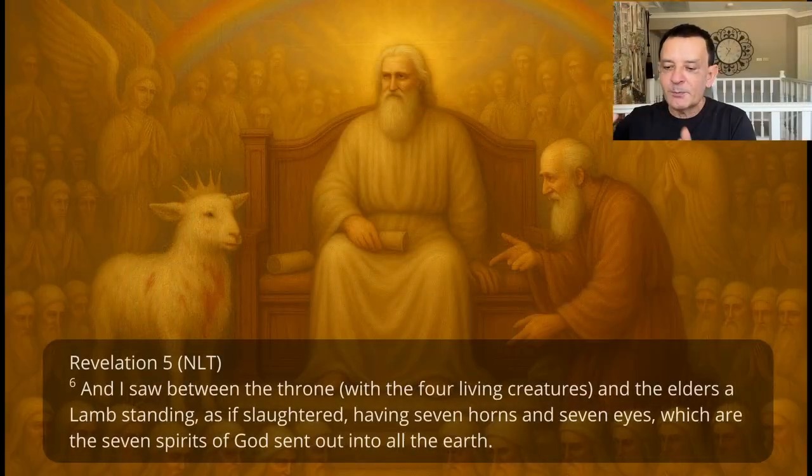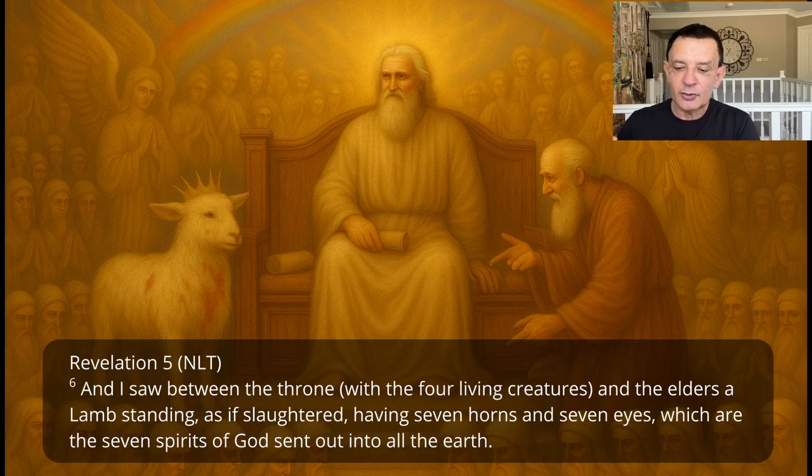So we know a chronological pillar. What time in history, what event in history are we looking at? 5:6, New American Standard Bible. And I saw between the throne with the 4 living creatures and the elders a lamb standing as if slaughtered. Chapter 5 describes Jesus appearing in the throne room just slaughtered.